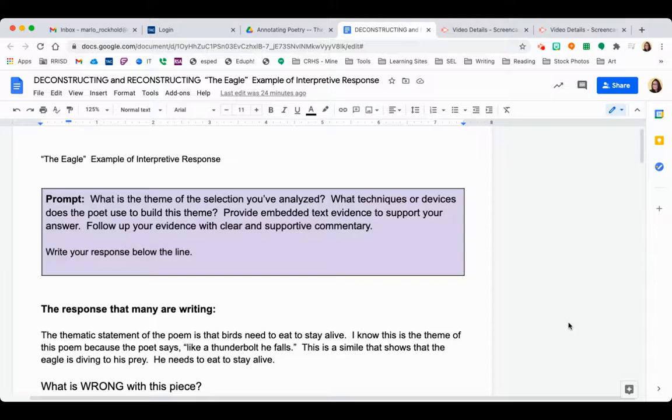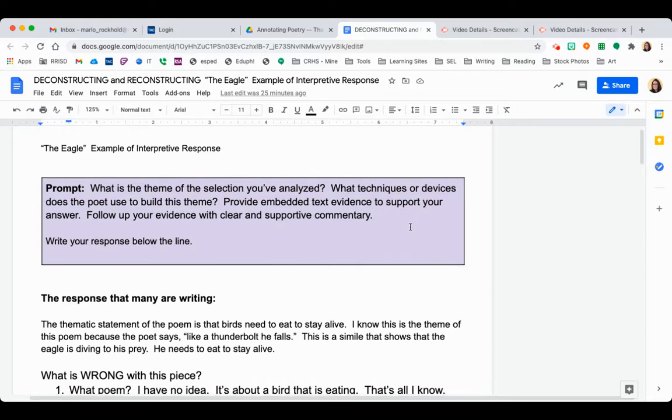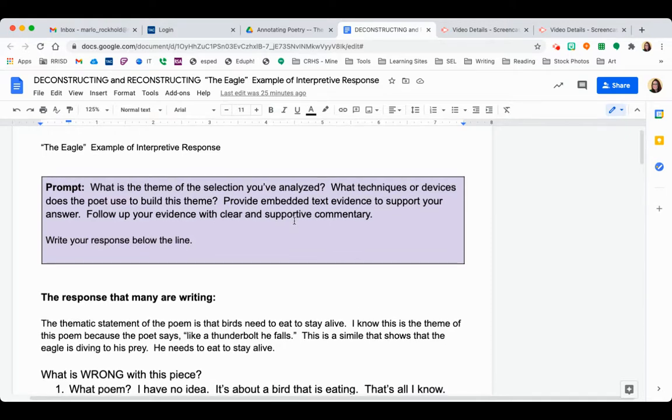So, in my last two videos, I discussed different examples of writing pieces in response to this prompt. What is the theme of the selection you've analyzed? What techniques or devices does the poet use to build this theme? Provide embedded text evidence to support your answer. Follow up your evidence with clear and supportive commentary.